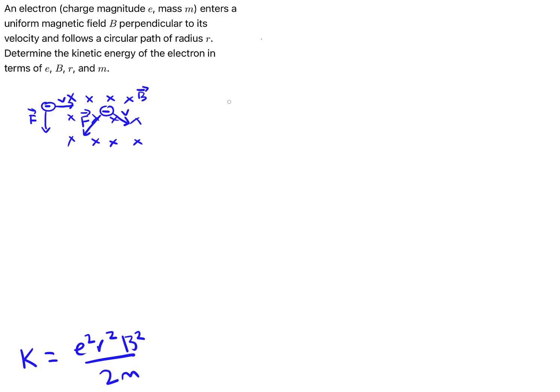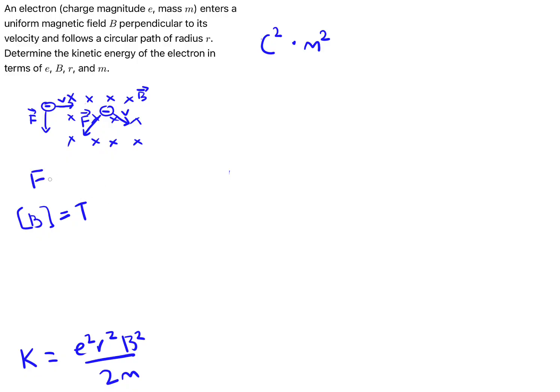The units of this are just the units of each of these individual variables, all squared and multiplied together. The units of e are just coulombs, since e is a charge, and we square it. R is a radius, so it has the units of meters, or length. And B is the magnetic field, which has units of Tesla. This bracket just means the units of B. So the units of B are Teslas.